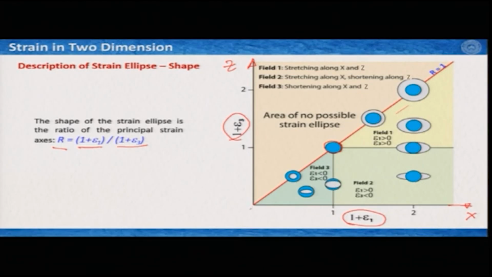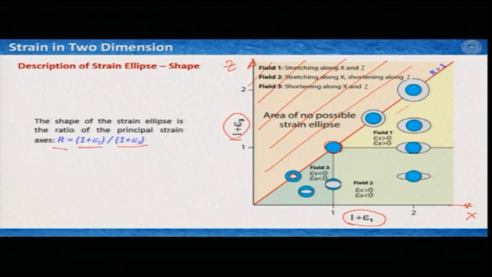If we come towards the downside, where E1 and E3 have values less than 1, then it would shrink to produce a smaller circle. Now, in this domain, that is above this R equal to 1 line, any strain ellipse is not possible, because of the consideration that E1 is the longest axis and E3 is the shortest axis. Then the bottom side of this R equal to 1 line, we can divide into 3 domains: field 1, field 2 and field 3.